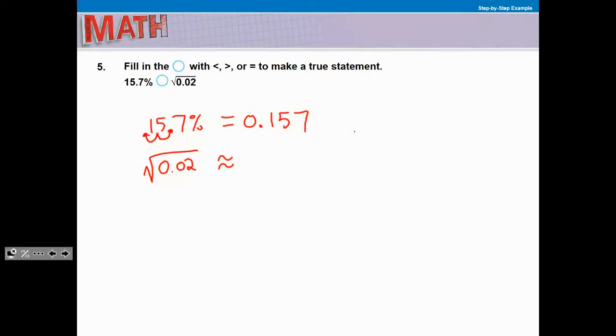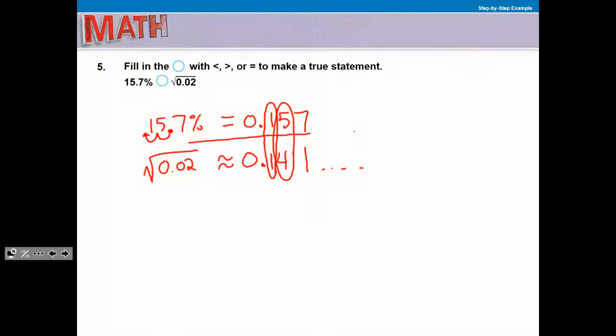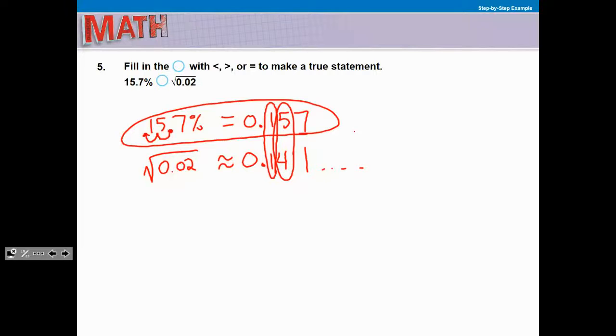Now I'm going to do the square root of 0.02. Okay, square root 0.02 equals 0.141, and it keeps going. But I noticed that those match, but those do not. So this is the greater one. So I'm going to point it in that direction there.